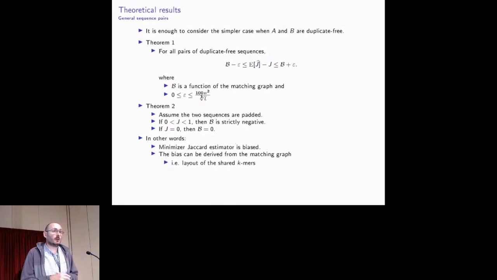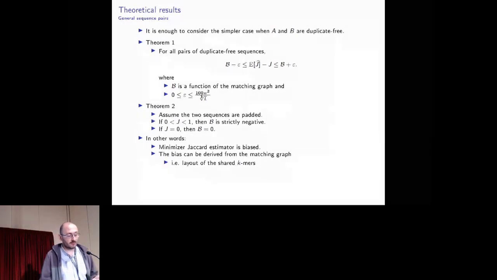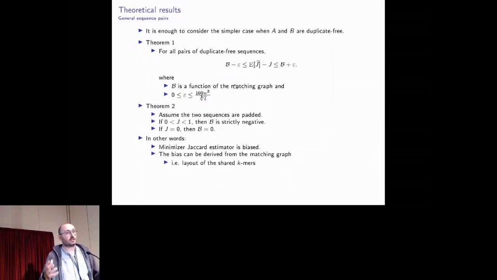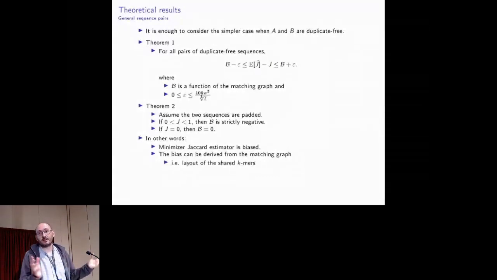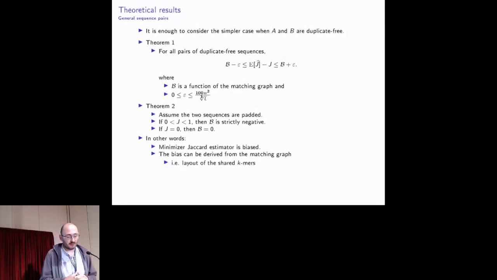Now you could say, well, if you can compute the bias, why don't you just add it to your estimate and that will make the estimator unbiased? Unfortunately, to compute this term beta, I need the matching graph. And the whole point of doing a sketch is that you don't keep all the original k-mers, you just keep the sketch. So computing the bias defeats the purpose of doing the sketch in the first place.